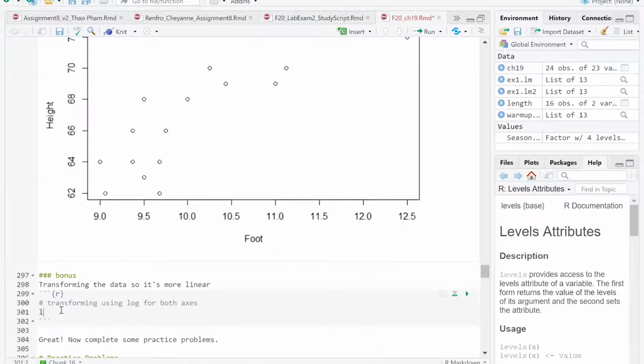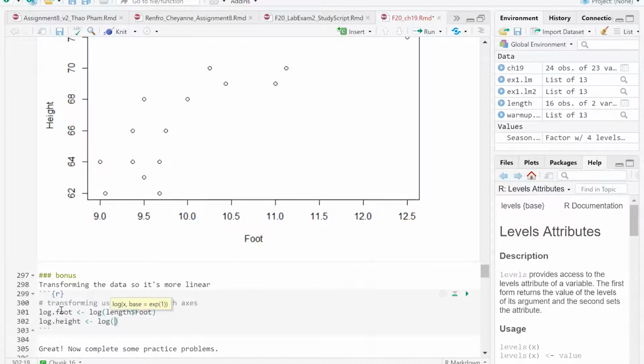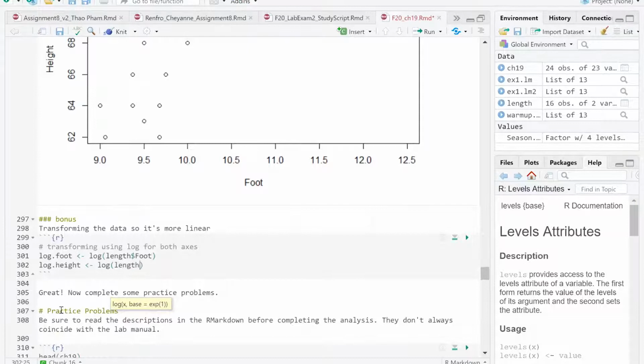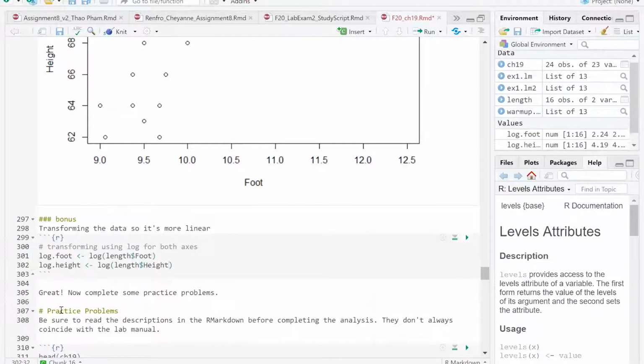So let's do log foot, log of length, and log of height. And like I said, I'm not going to have you do this for your exam. So if you want to do this as well and follow along, you absolutely can, but don't worry if I'm going fast and you're having a little bit of difficulty keeping up.